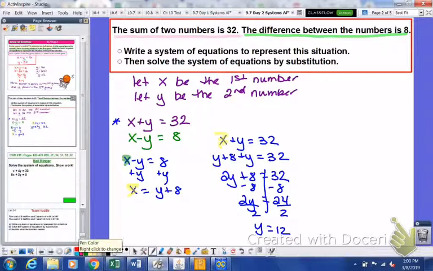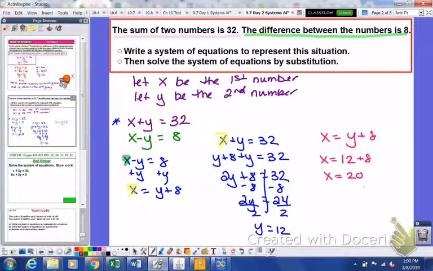So if we go back to here, since it's already solved for x, so x equals y plus 8. I now know that y is 12. x equals 12 plus 8. So x equals 20. And we just do a double check here. 20 plus 12 is 32. 20 minus 12 is 8, so we know it works in both of the equations. Remember, it always must work in both equations, not just one.